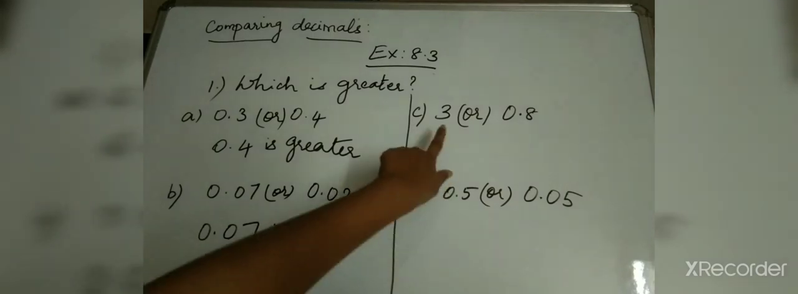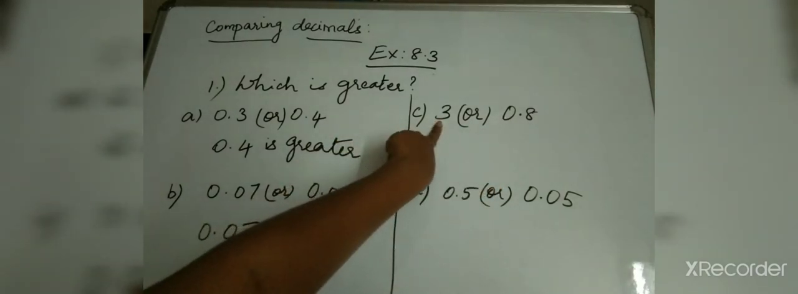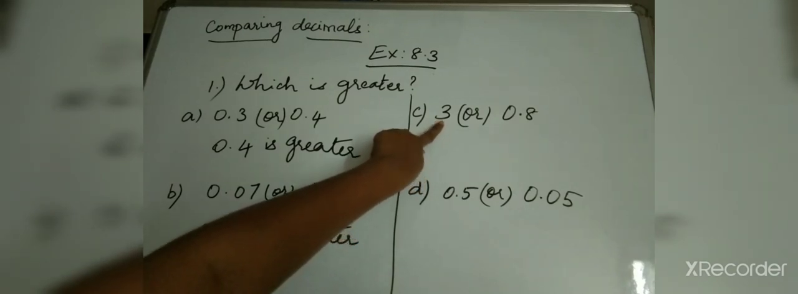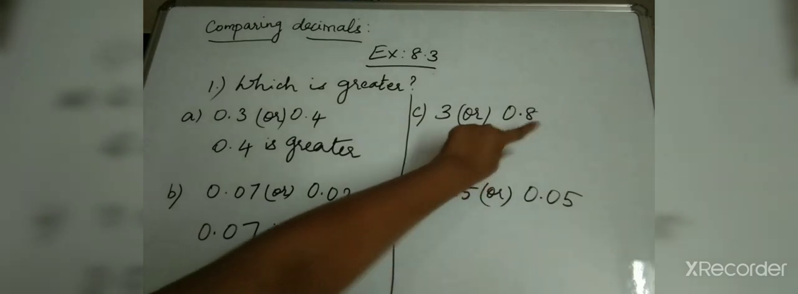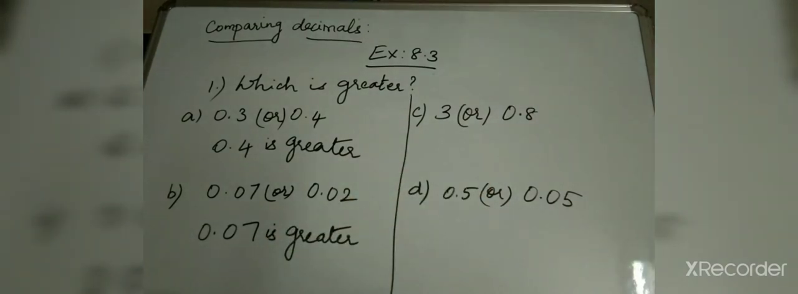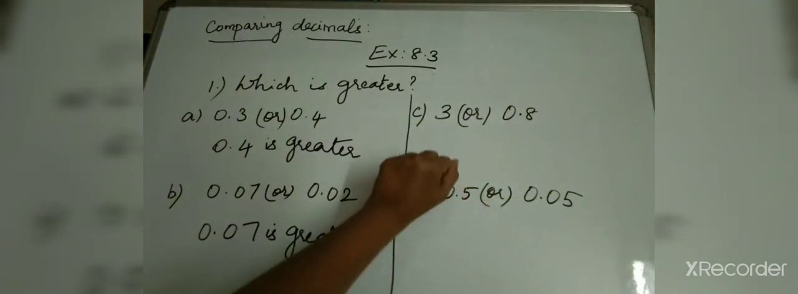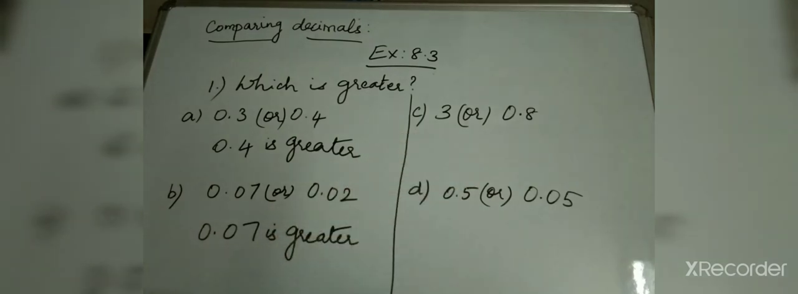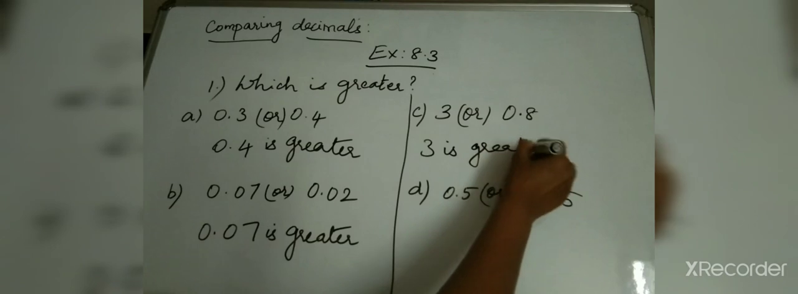Clear? Next one, 3 or 0.8. Now 3 is a whole number. It is not a decimal number. Okay, so now whole number and decimal number 0.8. Okay, so comparing a whole number and a decimal number, we can say whole number is greater. Okay, so 3 is greater.